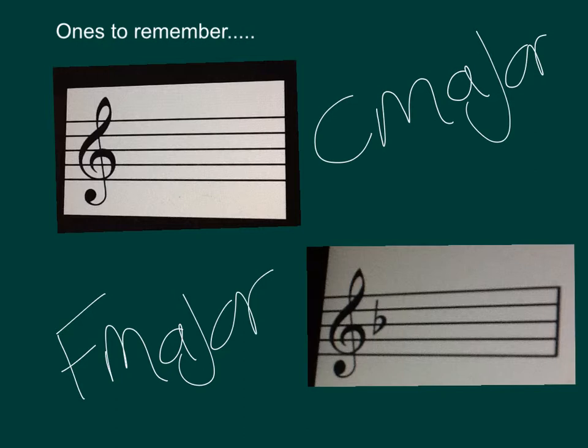The other one is F major. Again, so if you think about the rule for the flats, what we do is we take off the last flat. Well, if we took off that flat, that B flat, we wouldn't have any flats left to count. So we have to remember this one as well. Okay, 2 that we have to remember, C major and F major.